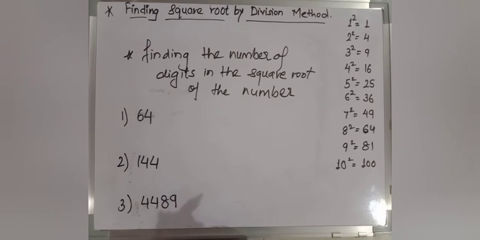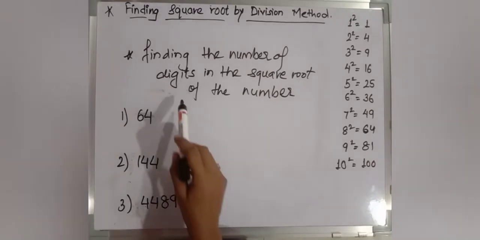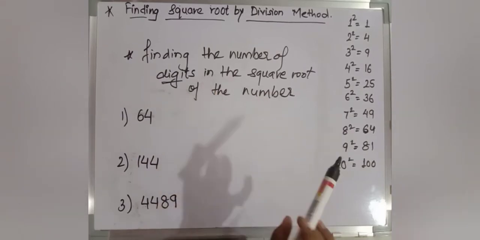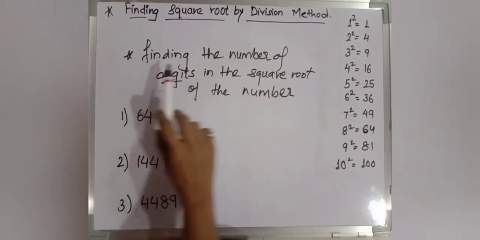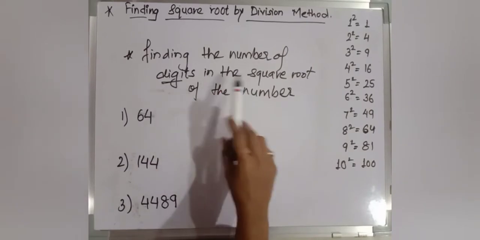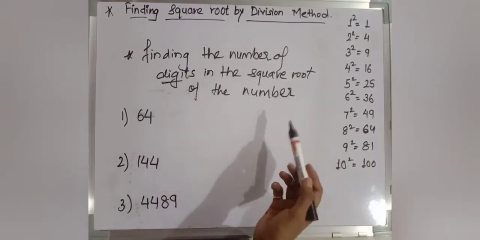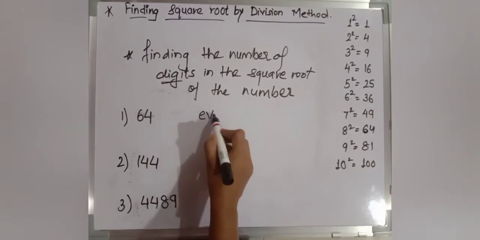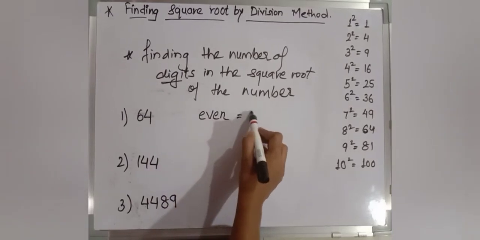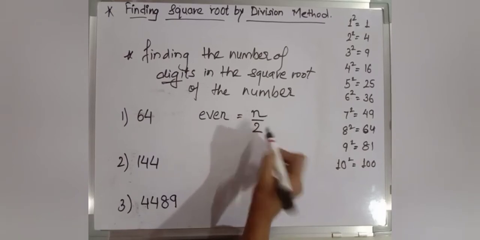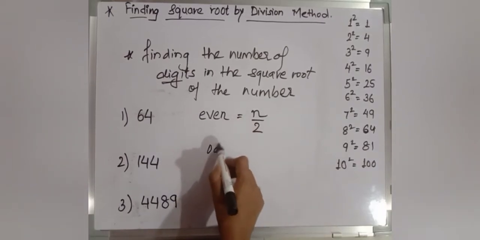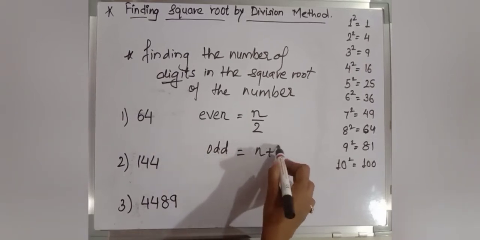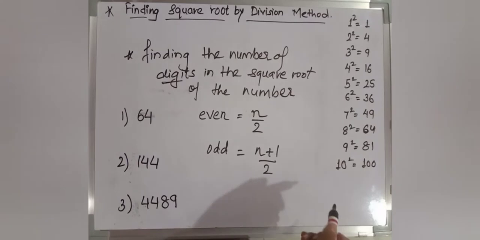Our next topic is finding the number of digits. How many digits are there in the square root of the given number? Again, finding the number of digits in the square root of a number. First thing: when there is an even number of digits, the formula is n upon 2, and when there is an odd number of digits in the number, the formula is (n plus 1) upon 2.